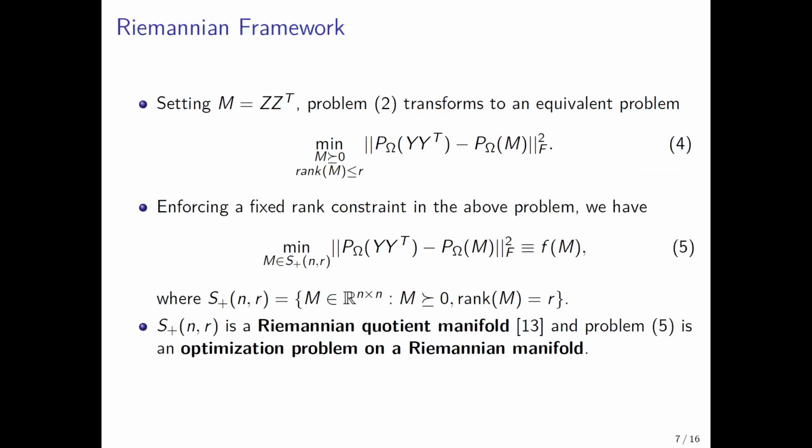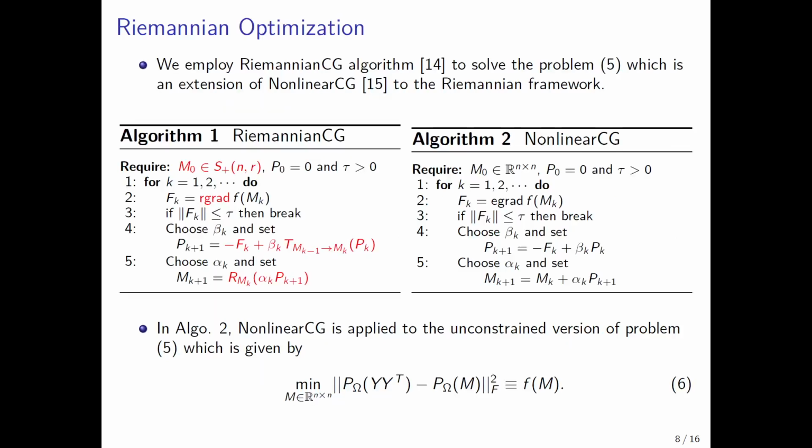We focus on problem 2 and note that by setting M equal to ZZ transpose, we get an equivalent problem 4. Instead of the inequality constraint, we enforce a fixed rank constraint in the above problem to obtain problem 5. The set S plus N R is the set of all n by n symmetric positive semi-definite matrices of rank R. This set is a Riemannian quotient manifold, and problem 5 is an optimization problem on Riemannian manifold.